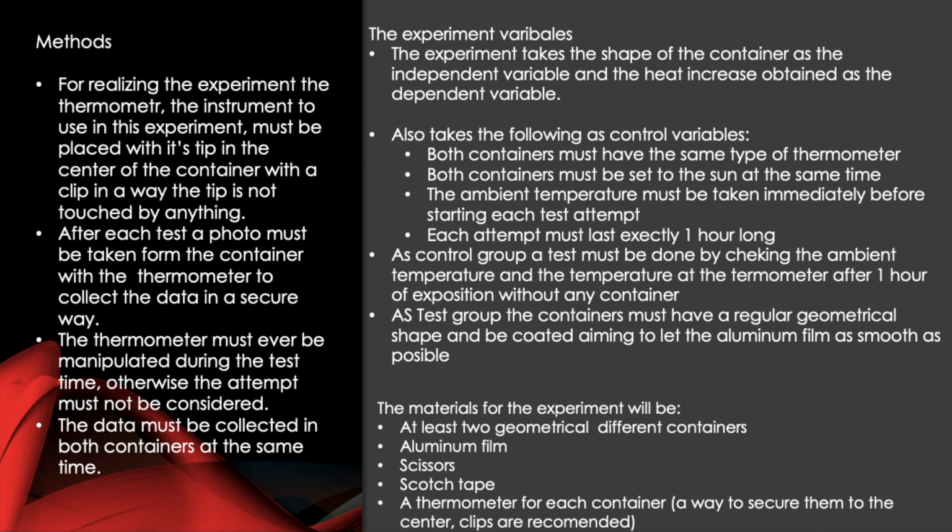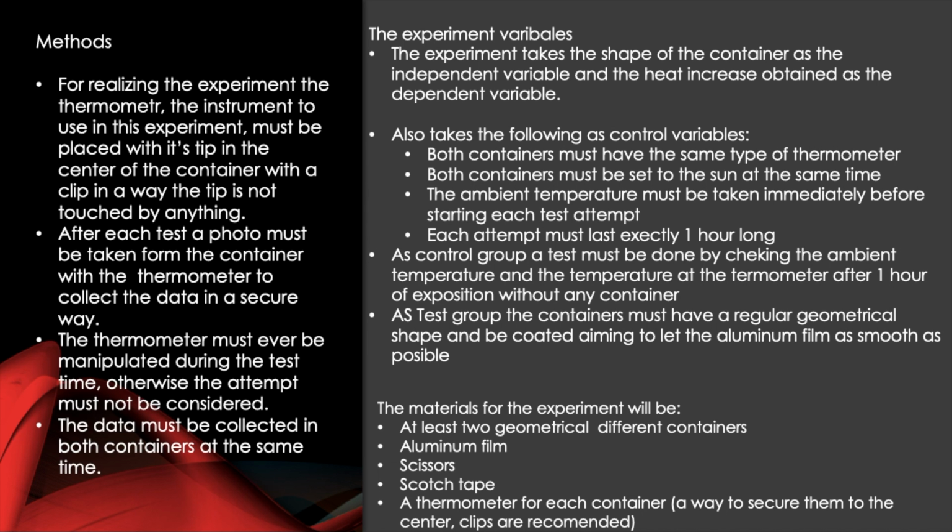As methodology, we will establish that, in order to obtain a reliable result, we must place each thermometer, the instrument to use in this experiment, with its tip in the center of each recipient, avoiding any contact with any surface. A paperclip is recommended. After each test, a photo of the container and the thermometer must be taken in order to ensure good data collection. Neither the thermometer nor the container must be manipulated during the experiment time, otherwise the attempt will be discarded. Also, the data must be collected from both containers at the same time.